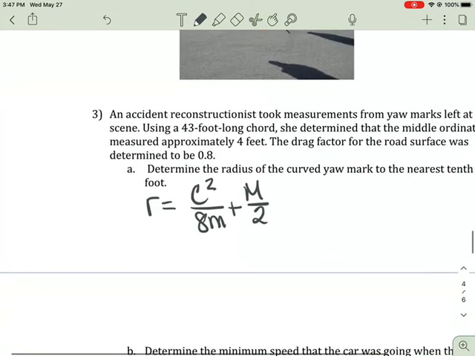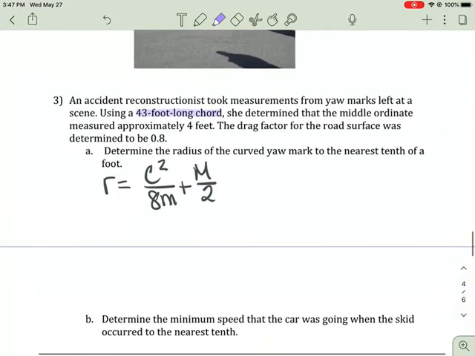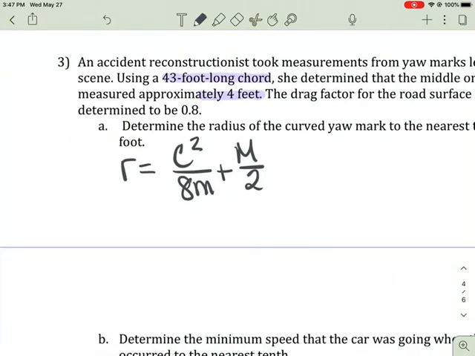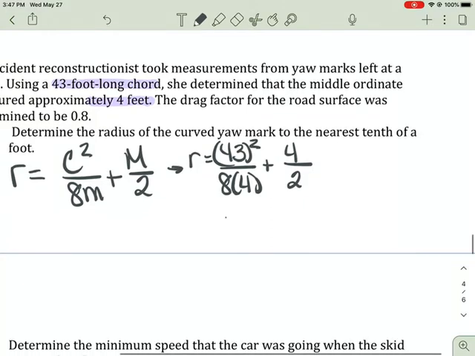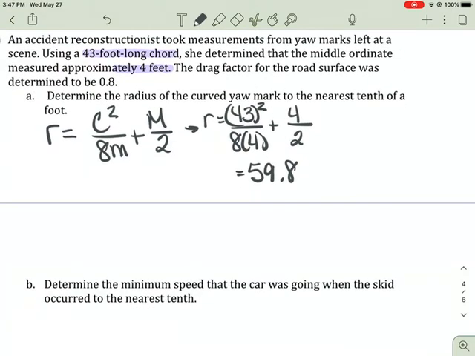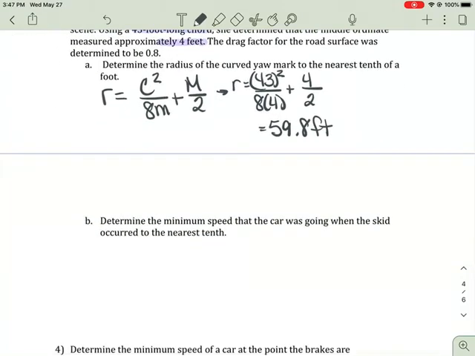Okay, now let's see if we can identify things. Our 43 is our chord. The middle ordinate is 4 feet. And those are the two things we need to find the radius. So we're going to do 43 squared over 8 times 4, plus 4 divided by 2. All right, so when we do the math, let's see here. What did I get? 59.8. Okay, so that's going to be feet, and that's the length of our radius. So when we find the radius, now we're going to be able to find the speed.